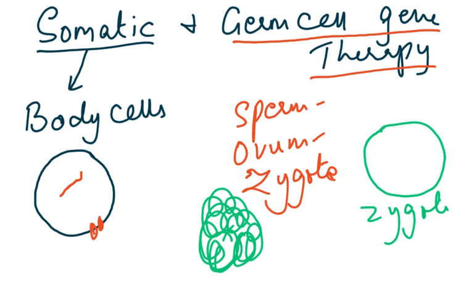We say that the allele is in the germ line, being passed on from generation to generation.